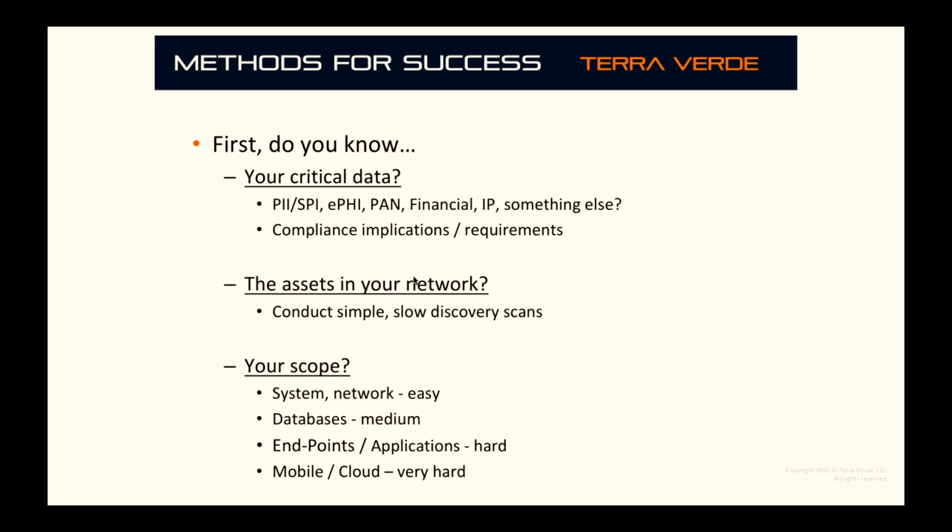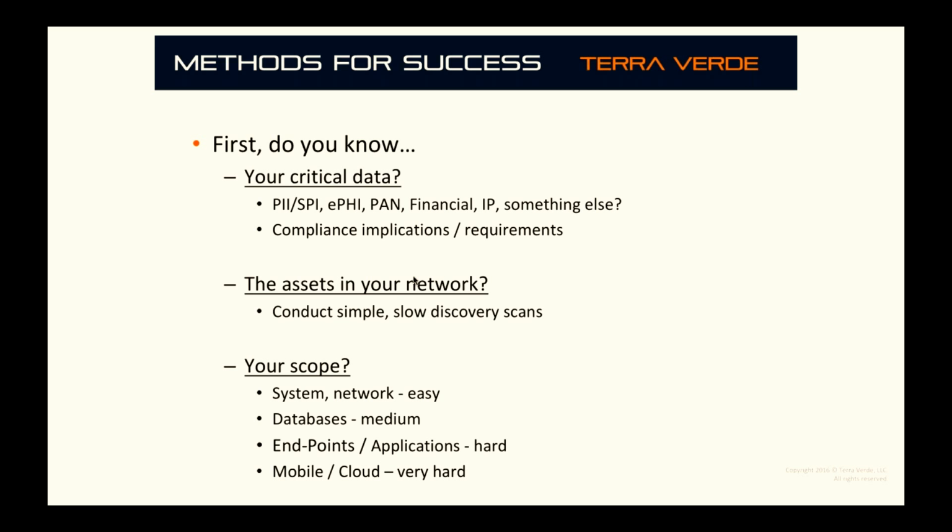So understanding not just where your data is, but what sort of compliance structures and compliance impacts are affecting that data is going to be extremely important. So first, do you know where your critical data is residing, where it exists and where it's located? Then the second key question is really understanding the assets in your network. Do you know what those assets are? Do you know what assets are supporting that critical data?